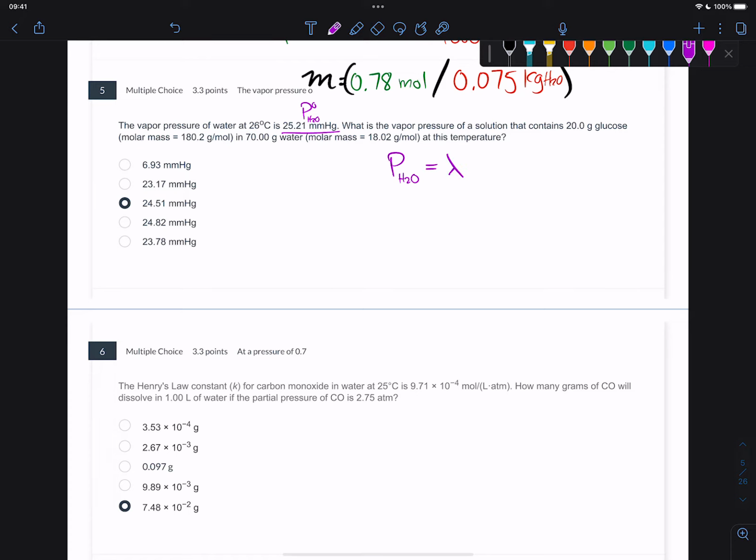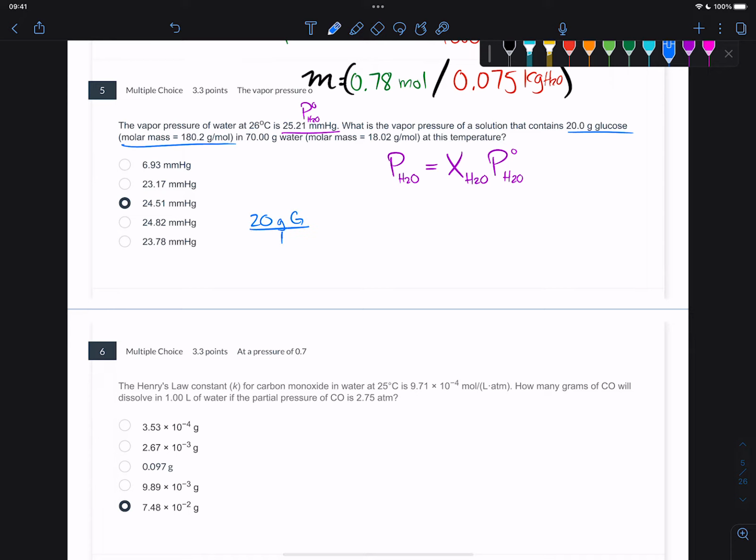It's going to be equal to the mole fraction of the water times the reference pressure, so to speak, at that particular temperature. So it means we've got to find the mole fraction. As a reminder, mole fraction is just moles of the one thing divided by the total number of moles. So the first step is to find your moles of glucose given the grams of glucose. That's super easy. We know how to do that by now.